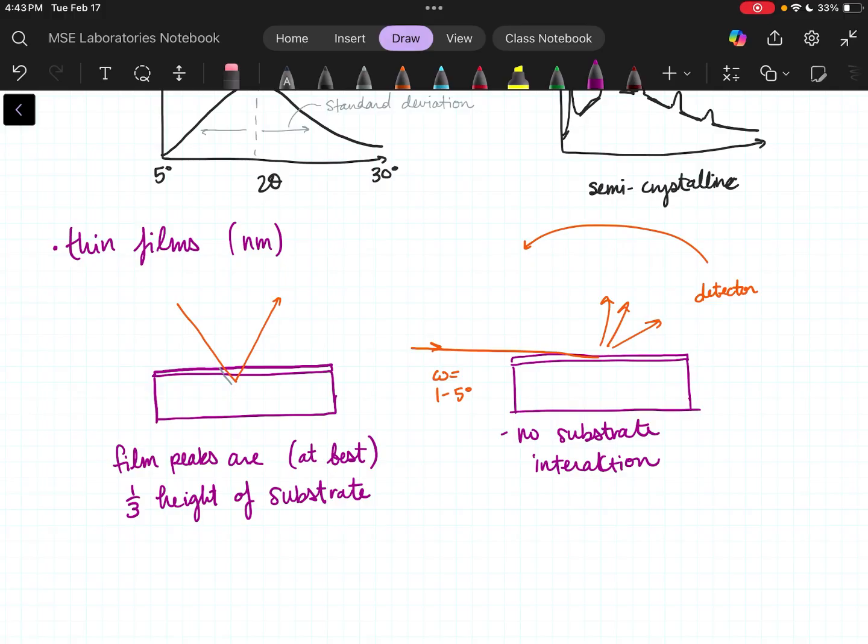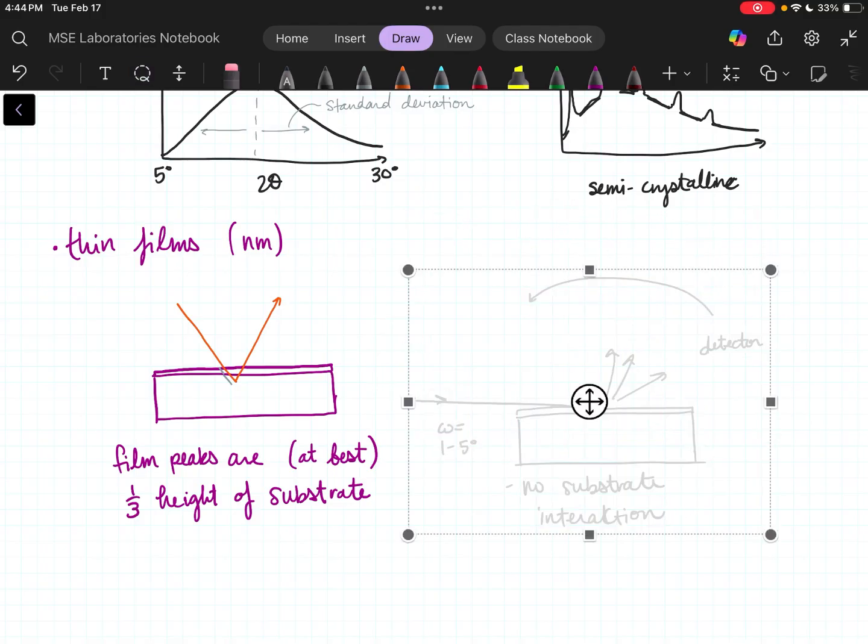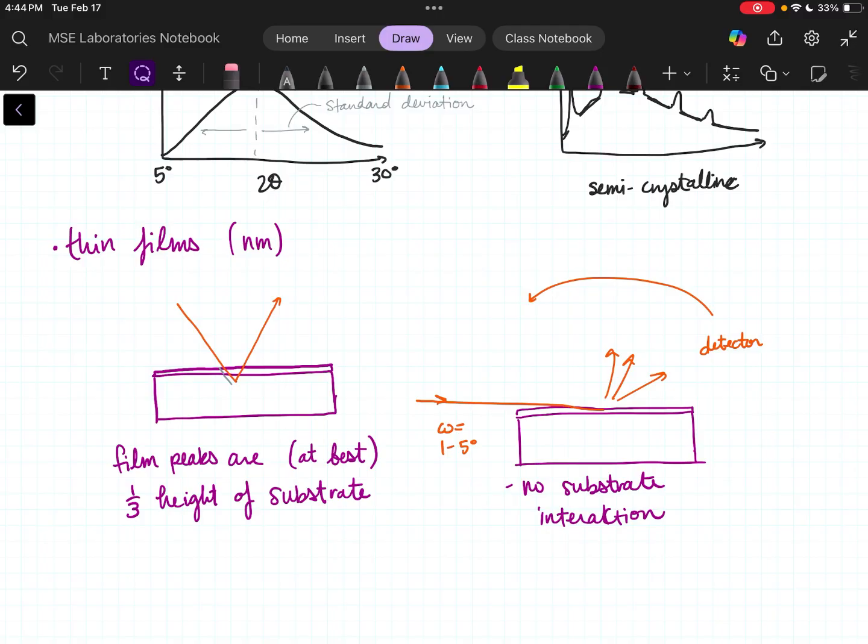A little sub problem with thin films is they tend to be very oriented. There's not much you can do to make a thin film randomly oriented. So that's its own set of problems, but still. I'm gonna scoot that down so it's not on top of its neighbor. So those are thin films. That's pretty much the thought. Any questions on thin films?